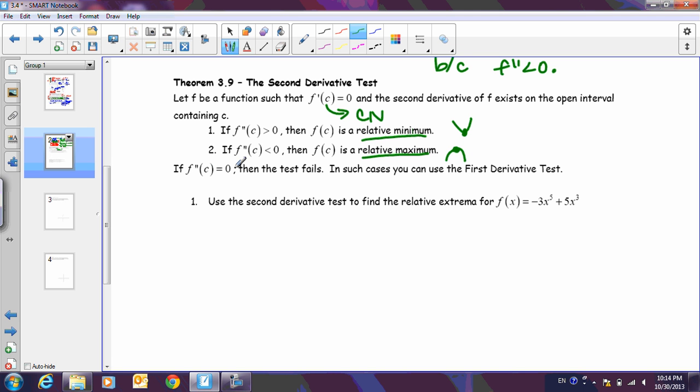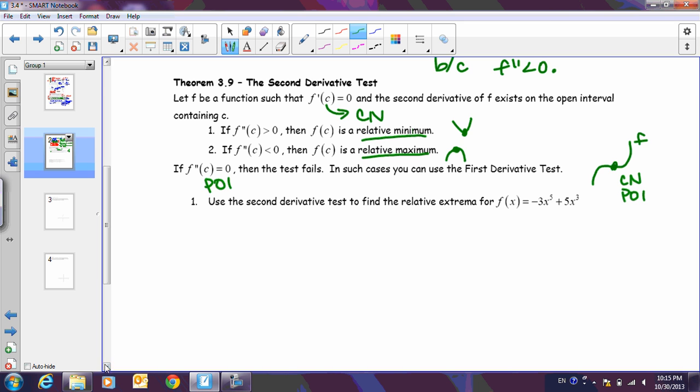Now, if f double prime of c is 0, this is getting into points of inflection and the test fails, and so we'd have to do something else. I will tell you there is kind of a weird scenario where you have a critical number because the first derivative, like here, this is f, the first derivative is 0, the slope right here at this point is 0, so that's a critical number, but it's also a point of inflection because half the graph is concave down, the other half is concave up. This generally happens when x is 0, but not always.